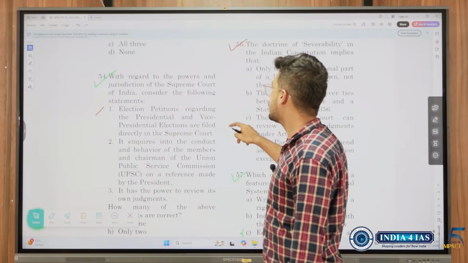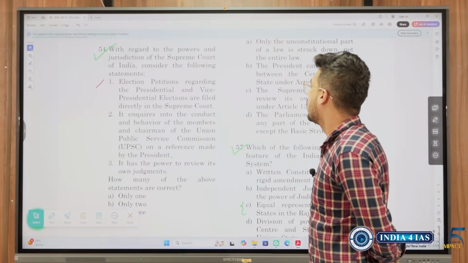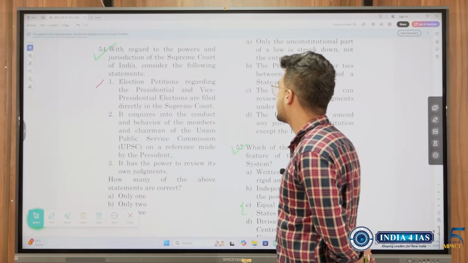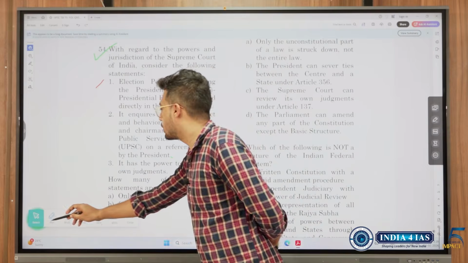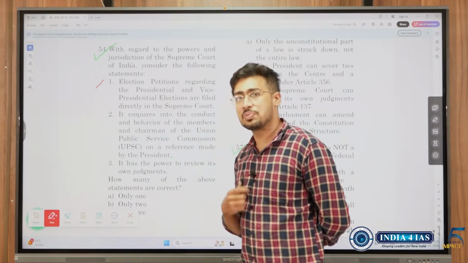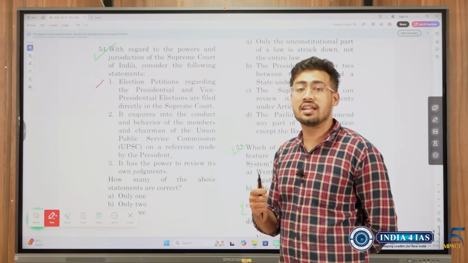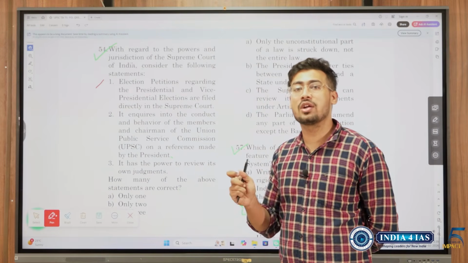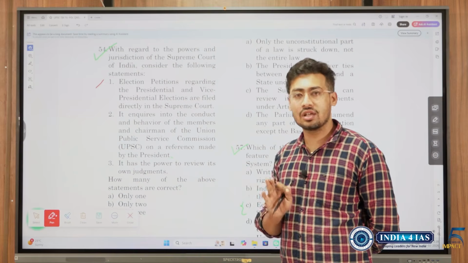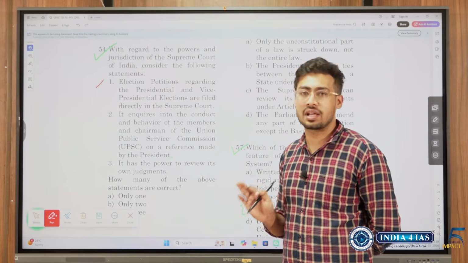With regard to powers and jurisdiction of the Supreme Court of India, election petitions regarding vice presidential and presidential elections. The only thing I wanted to tell is, when there are disputes regarding MLA or MP elections, the dispute needs to be taken to the High Court at the first instance, under its original jurisdiction.